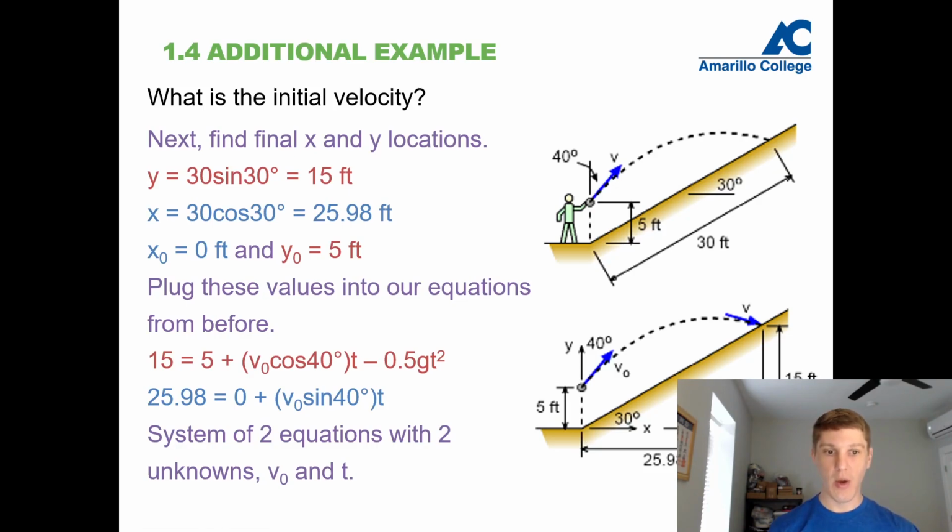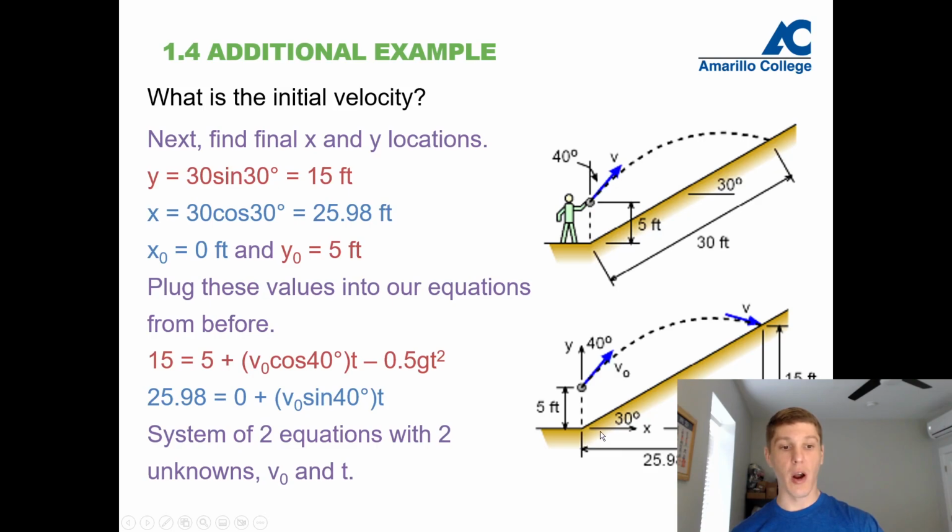If that's the case, then my y position is going to be 30 sine of 30, because once again our slope angle is with the horizontal. And our x position is going to be 30 cosine of 30. So we plug all that in, and we get that our final position of the ball is going to be at 15 feet in the y and 25.98 feet in the x.